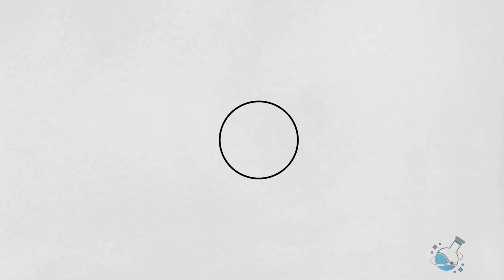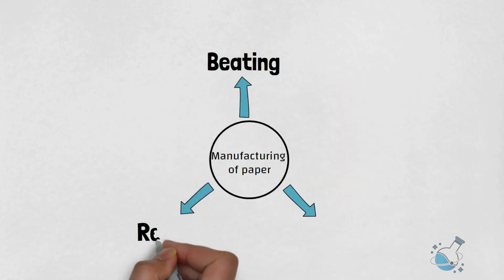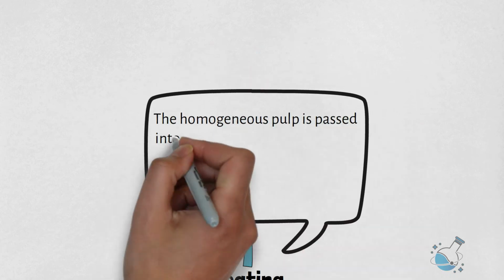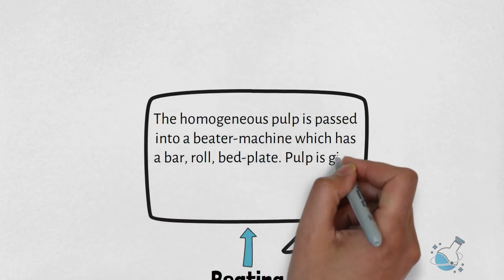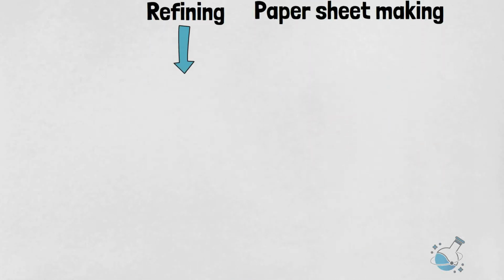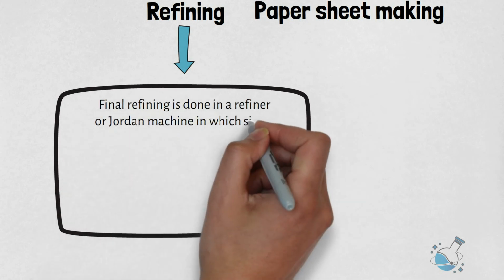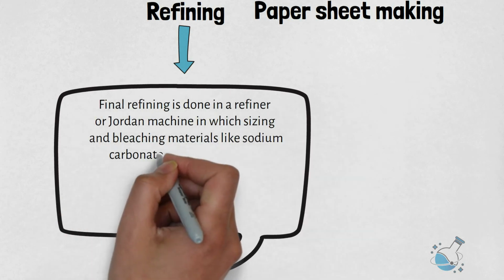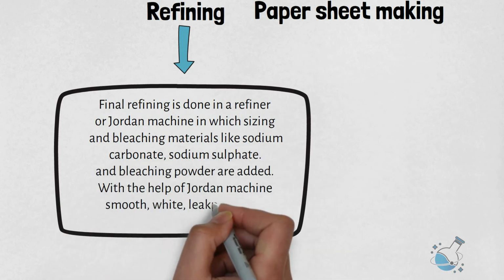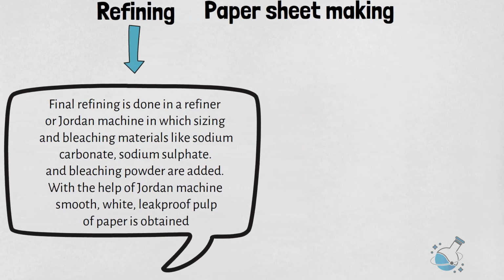Manufacturing of paper from pulp mainly involves 3 steps: beating, refining, and paper sheet making. The pulp is passed into a beater machine which has a bar, roll, and a bed plate. The pulp is given the shape of a sheet by being beaten mechanically. Final refining is done in a refiner or Jordan machine in which sizing and bleaching materials like sodium carbonate, sodium sulfate, and bleaching powder are added. With the help of the machine, a smooth, white, and leak-proof pulp of paper is obtained.